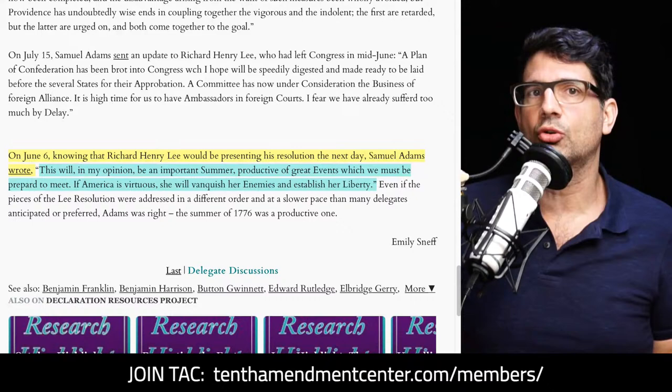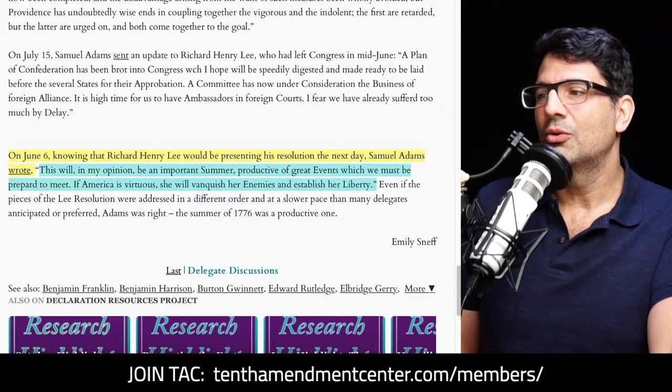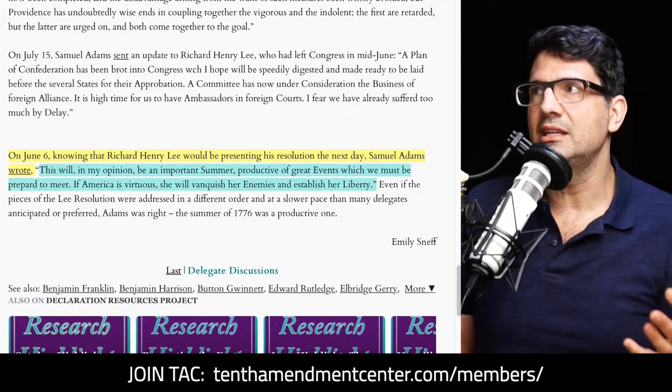So Samuel Adams wrote this, "This will, in my opinion, be an important summer, productive of great events, which we must be prepared to meet. If America is virtuous, she will vanquish her enemies and establish her liberty."